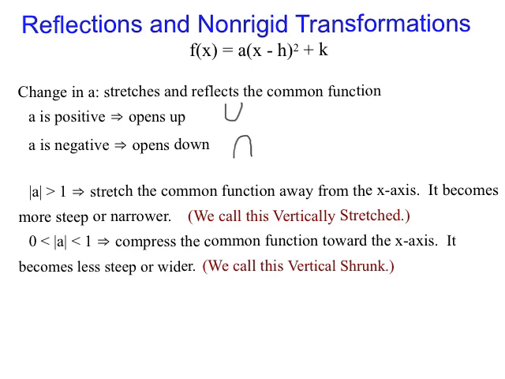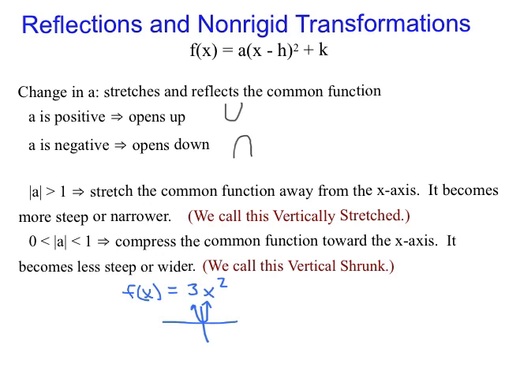If I were to have, say, f of x equals, say, 3x squared, that would take the parabola and it would vertically stretch it. In other words, it's going to stretch it vertically and it's going to be narrower. Okay, something similar to this.